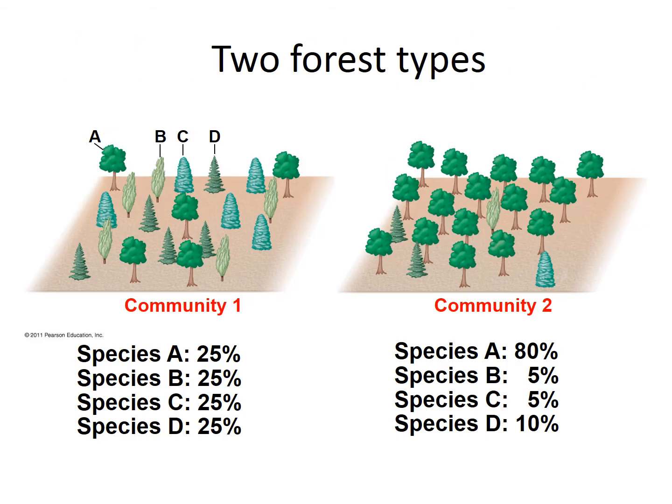So let's return to this example of the 2 forest communities. Both have 4 species, but within each community there's very different dominance. In community 2, species A, you can see, makes up 80% of the individuals, therefore it's hugely dominant. Whereas in community 1, all 4 species are equally abundant. We could say they have the same evenness.